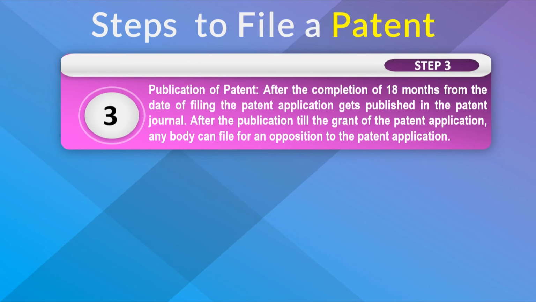After you have filed the patent, after the completion of 18 months from the date of the filing, the patent application gets published in the patent journal. It will automatically be published in the patent journal. After the publication, till the grant of the patent application, anybody can file for an opposition to the patent application.